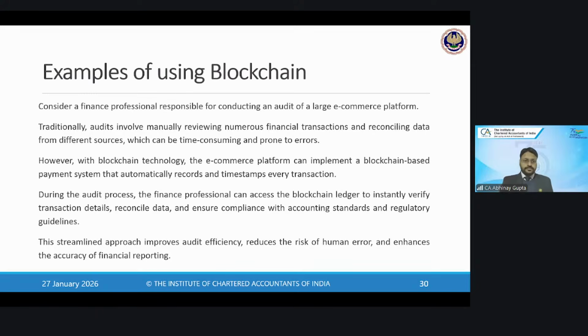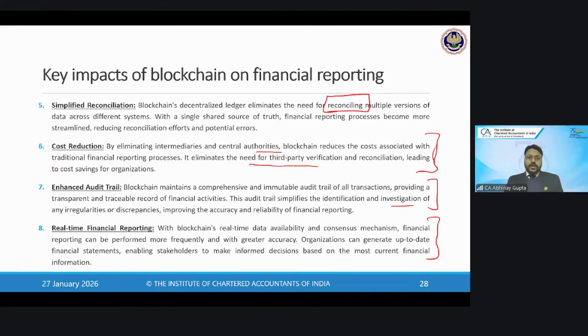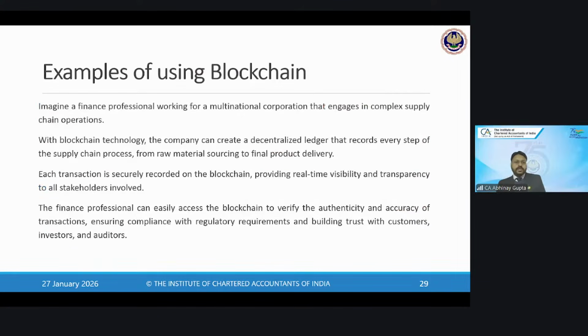Correct. Okay, what are the examples of using the blockchain?